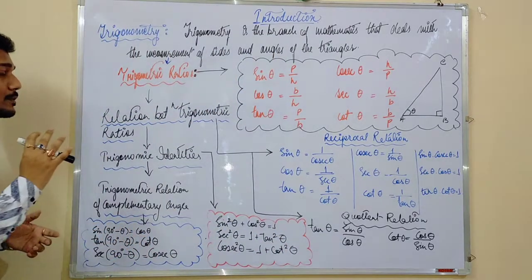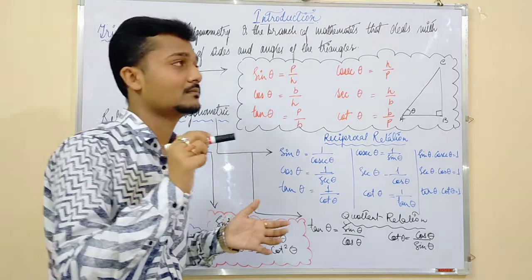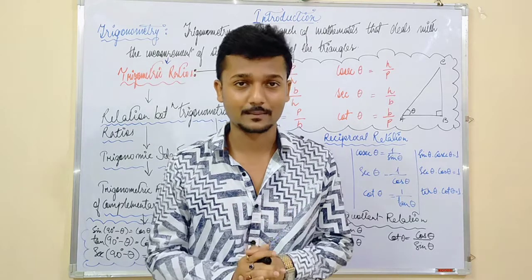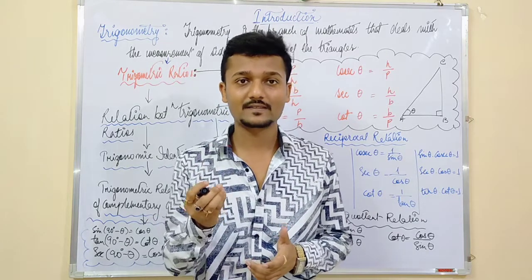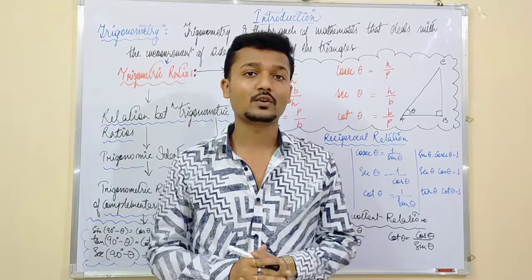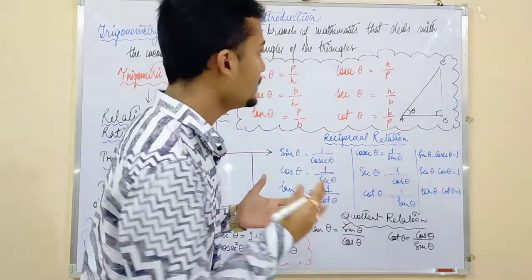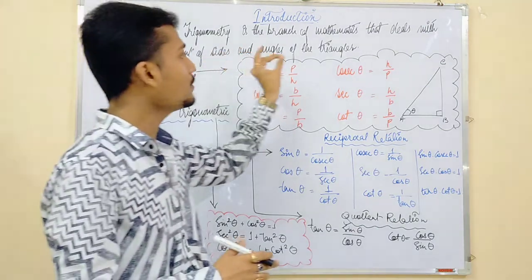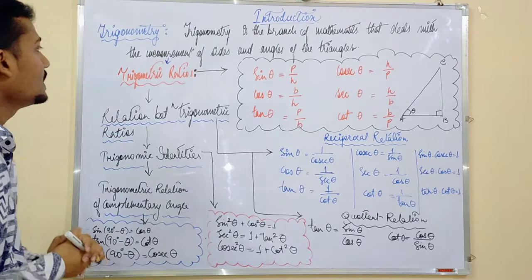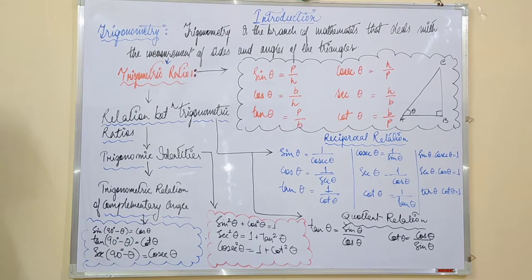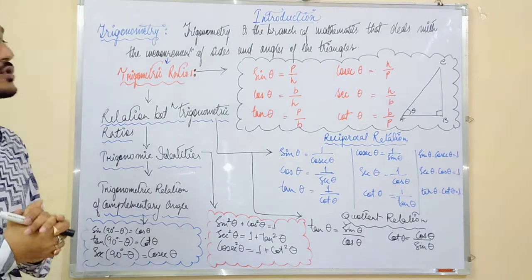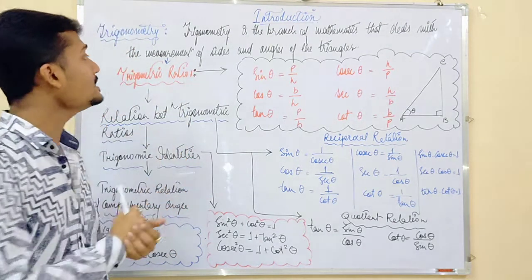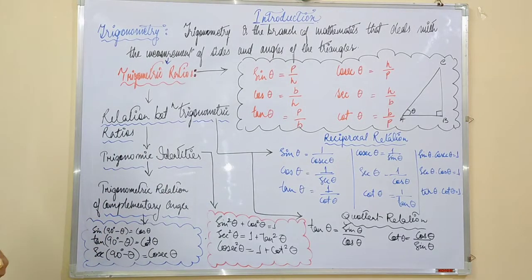So what is trigonometry? I put a lot of stress on the definition, although it doesn't come in the examination, because understanding the definition is very important to get to the root of the chapter. Trigonometry is the branch of mathematics that deals with the measurement of sides and angles of triangles.